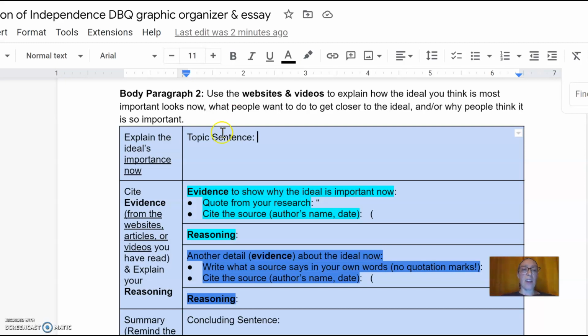Hi, this is to help you write the second body paragraph of the Declaration of Independence DBQ. For this paragraph, you have the option to go away from exactly what the documents say. So the first paragraph was all about the documents. In the second body paragraph, you can explain why the ideal you chose is important in current times. So this can be something you are passionate about.